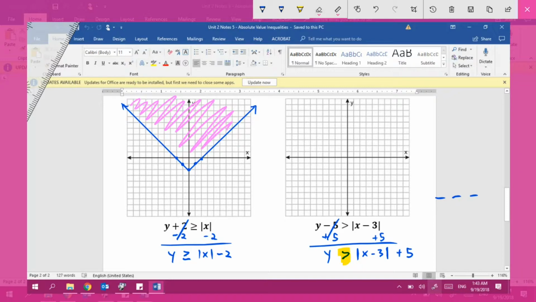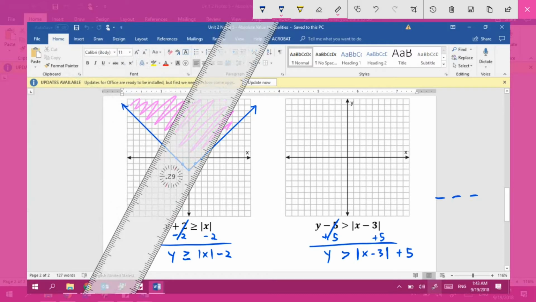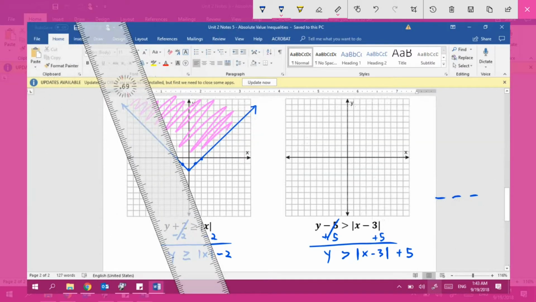Remember, we're always going to graph the parent function first because then we can just slide things over. So I'm just going to graph some of the parent function points here, parent function points for absolute value. And we can see that the negative 3 on the inside is going to move our points to the right 3. And then the plus 5 is going to move our points up 5.